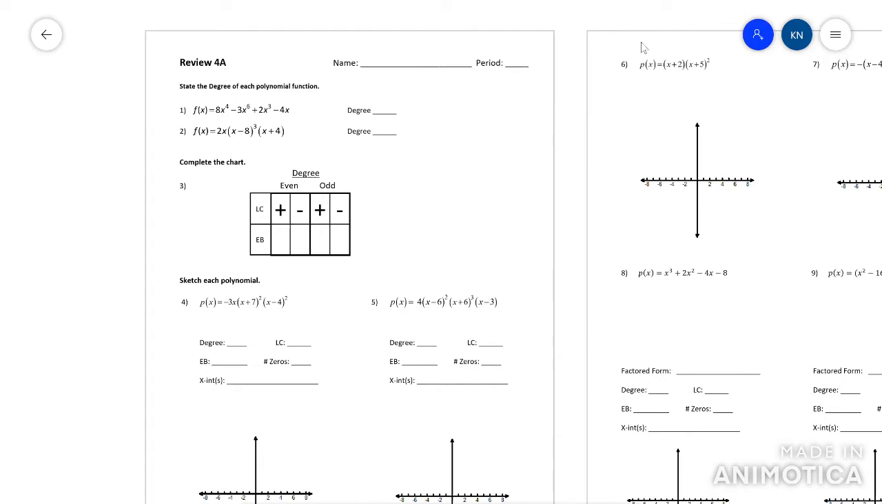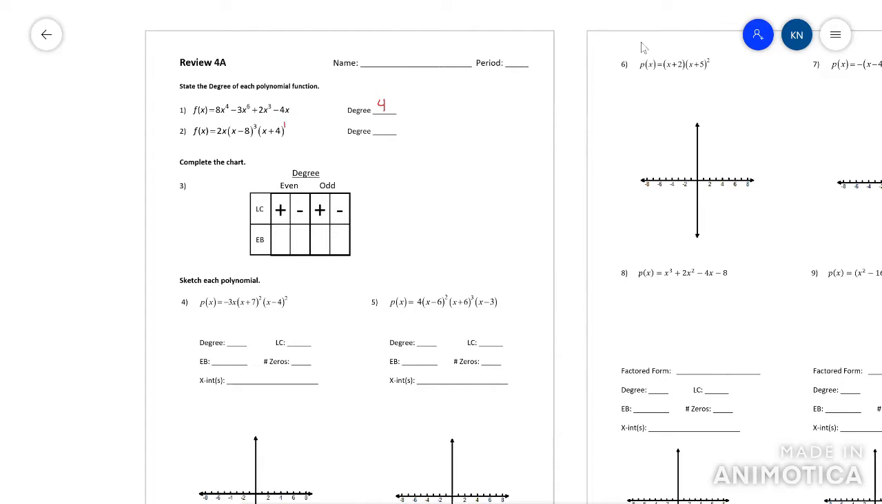So the first one, they want the degree of these polynomials. So this is standard form, this is factored form. When it's in standard form, you just go with the highest exponent, like this one would be 4. When it's in factored form, you have to give everything its exponent and then add them.